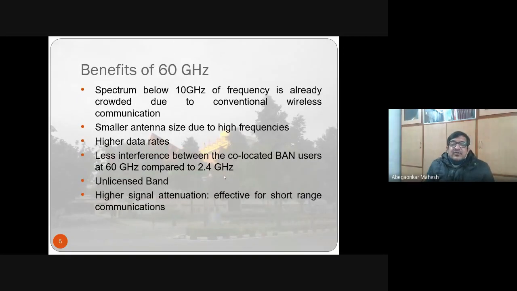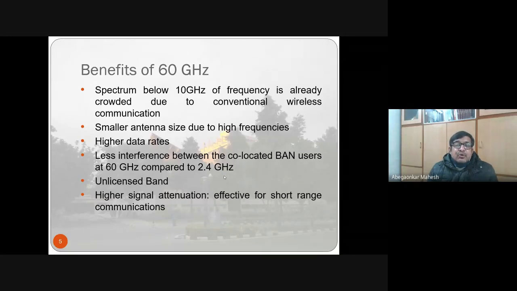So what are the benefits of 60 gigahertz? As you can imagine, in normal cases, the size of the antenna is approximately half wavelength at the operating frequency. So when we go higher up in frequency, the wavelength decreases. As a result, the size of the antenna also decreases.